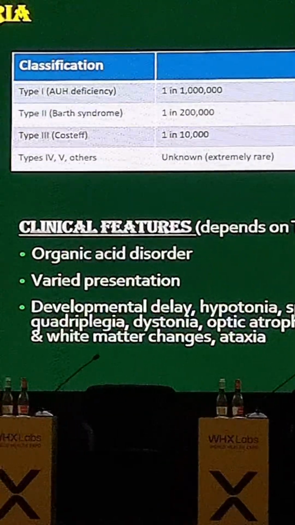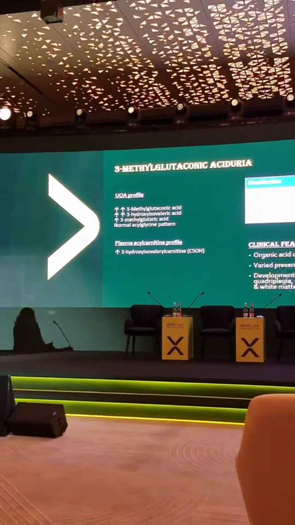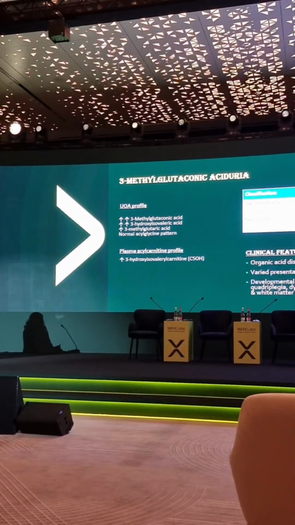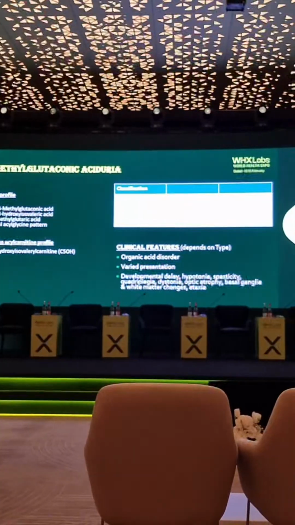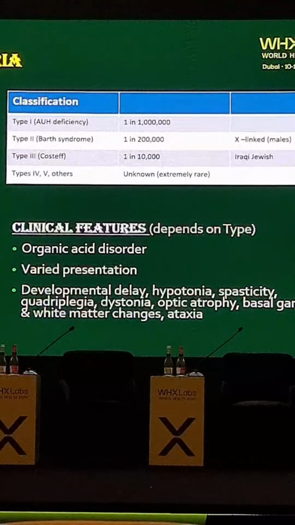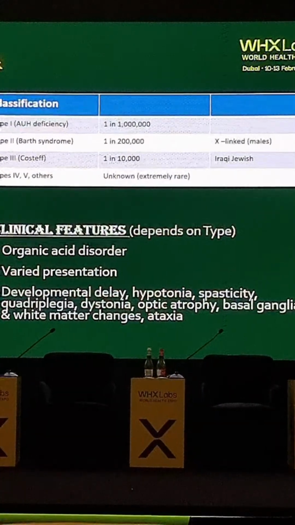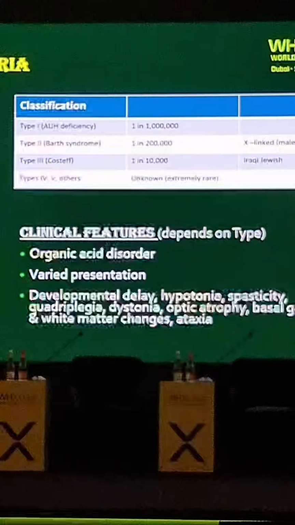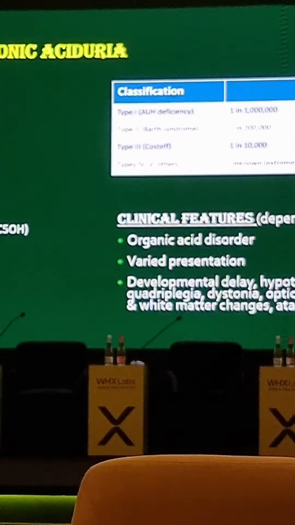There are 4 or 5 types of 3-methylglutaconic aciduria. For type 1, the incidence is 1 in a million. Type 2 is 1 in 200,000, which is X-linked, so commonly seen in males. For type 3, the incidence is more common, 1 in 10,000, mainly in the Iraqi Jewish population. And types 4, 5, and others are extremely rare.